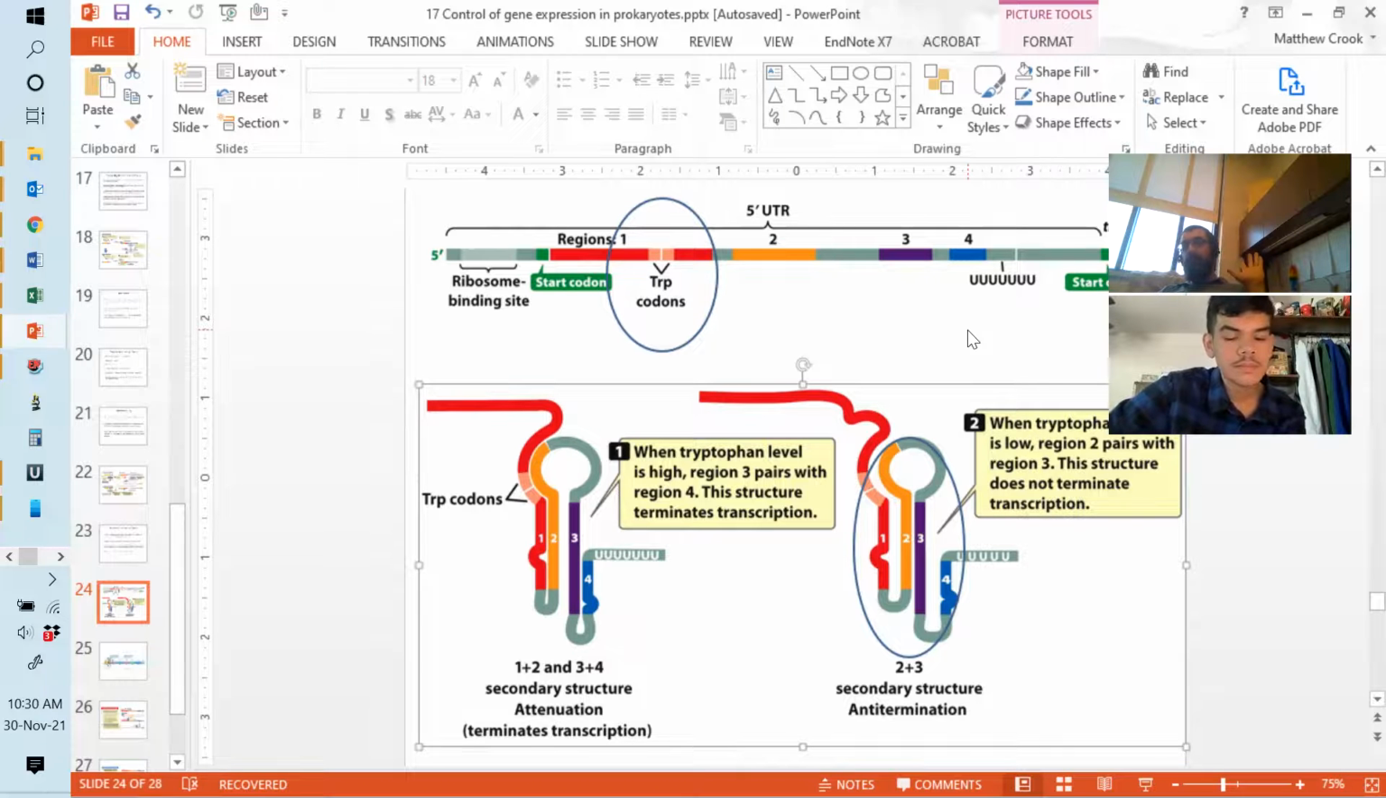So now if we have enough tryptophan that translation continues, but not enough for TRPR to bind, right? So we're kind of somewhere in between, in the middle. We want to maintain tryptophan levels around where we want them, right? Like homeostasis, a little bit of bouncing around. So now we have enough tryptophan for translation to continue, and it blocks region 2 from forming a loop with region 3.